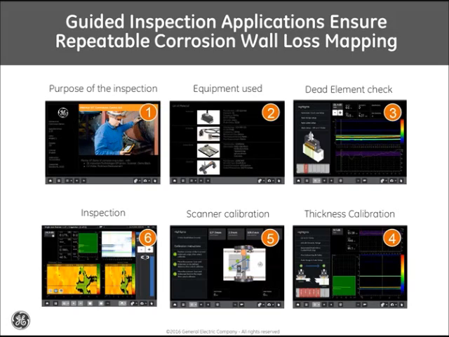Moving to the next step, label number 2, he can get a picture, if you want, of the equipment being used to ensure he has the right product, the right ultrasonic transducer or array. The next 3 steps, from the data element check through thickness calibration and scanner calibration, are the required steps which are necessary in order to perform an effective thickness measurement and setup.